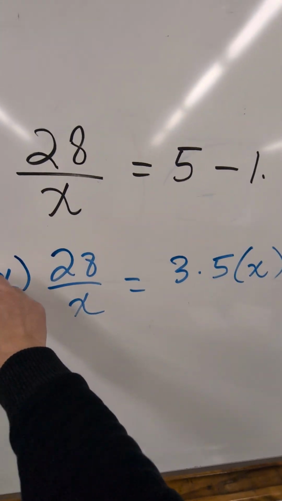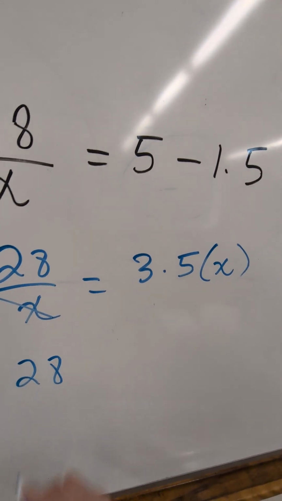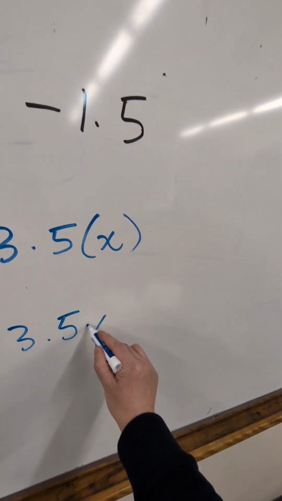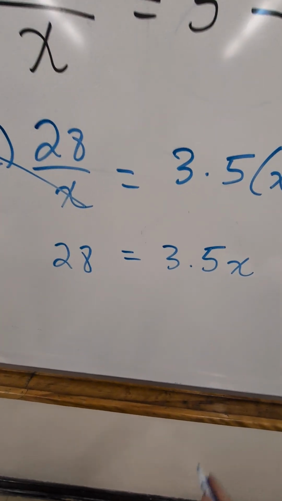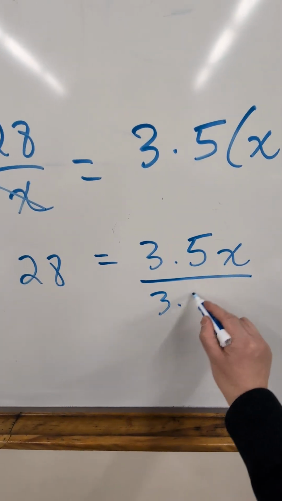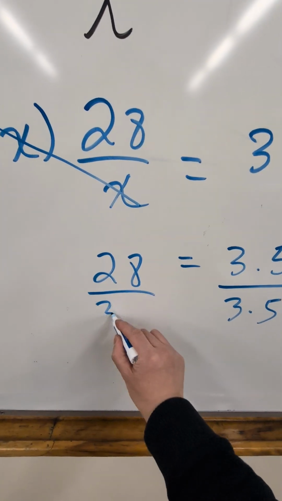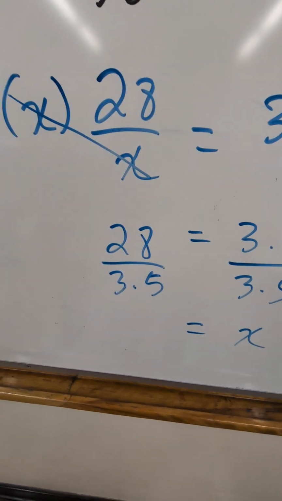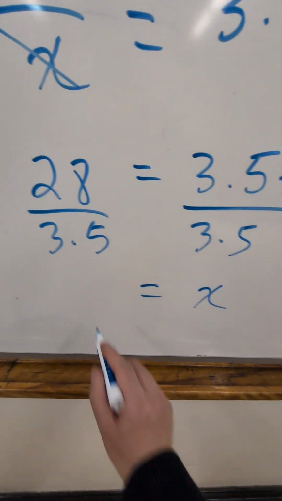When I do that, this cancels, so I have 28 on the left side equals 3.5 times x is just 3.5x. Last step, let me divide both sides by 3.5. So x is equal to 28 divided by 3.5, which is just 8.